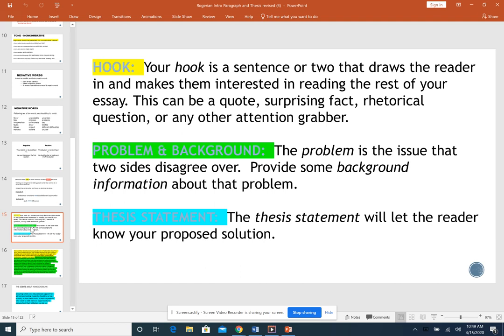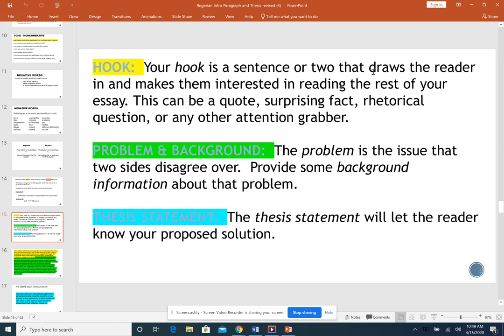So let's look at this introductory paragraph. Notice here the color coding that I have. You're going to have a hook, which is the opening sentence or two. Then you're going to introduce the topic that you're arguing, the problem, and some background information, and then your thesis statement. Remember, the hook is the sentence or two that draws the reader in and makes them interested in reading the rest of your essay.